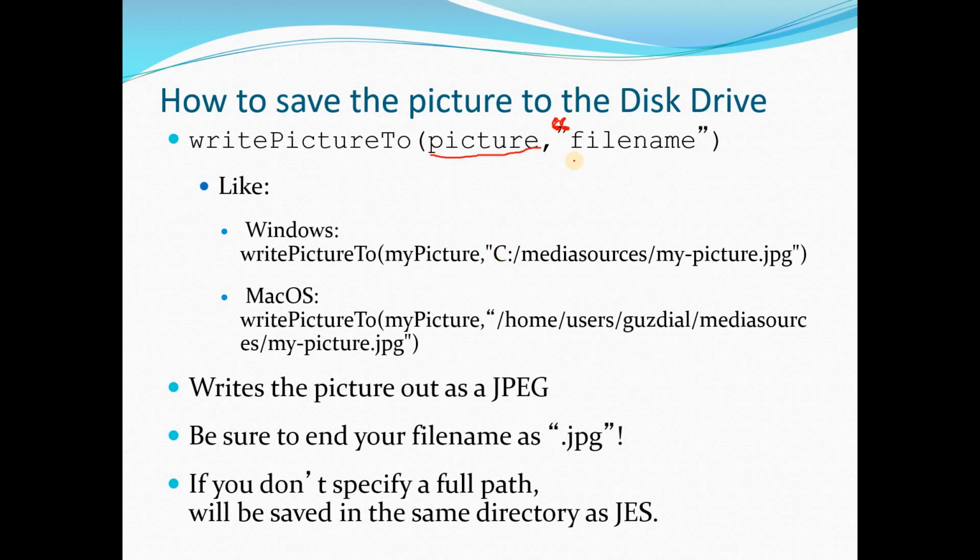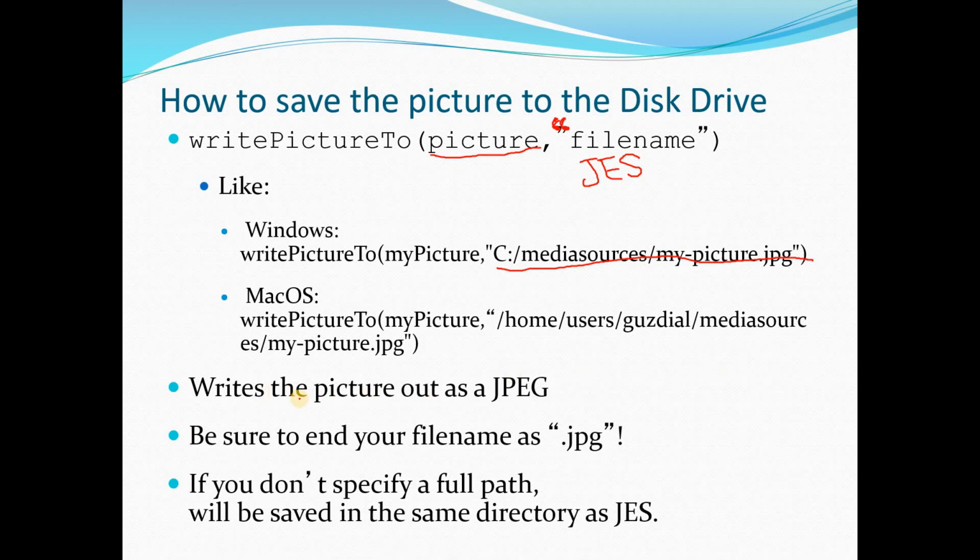Now where will it save it? What do you think? It will save the file in the same folder where you have your JES. Not in your media sources. It will save the file in your JES folder where your JES frog icon is. Or if you want to save it somewhere else, then in that case you have to give the complete path. For example, C media sources something something something. Clear?